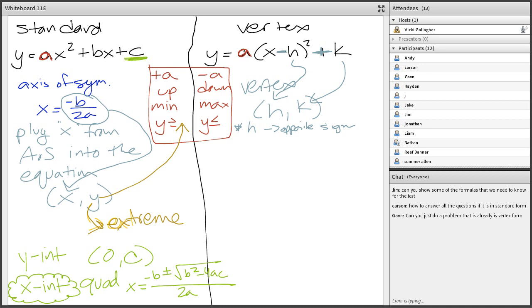And then from there, you can find your axis of symmetry very easily. It's just this number from your vertex. So you actually go a little bit backwards: when it's in vertex form, you find your vertex first, and then you find your axis of symmetry.